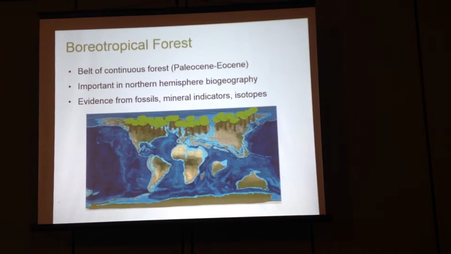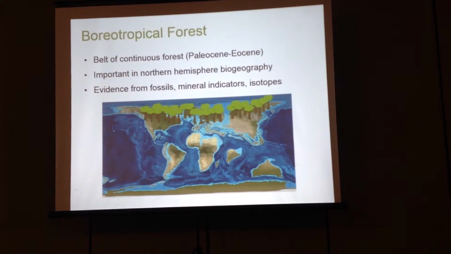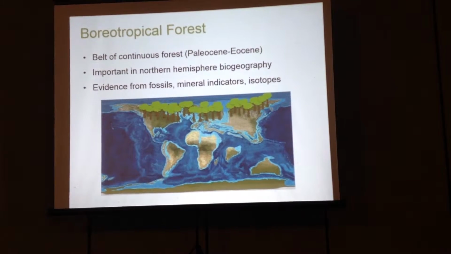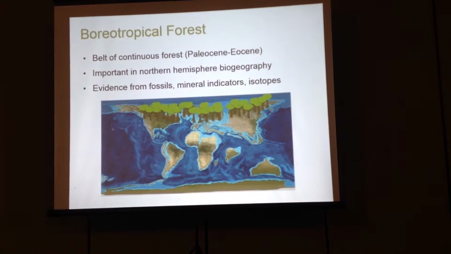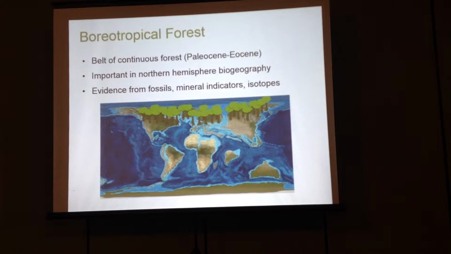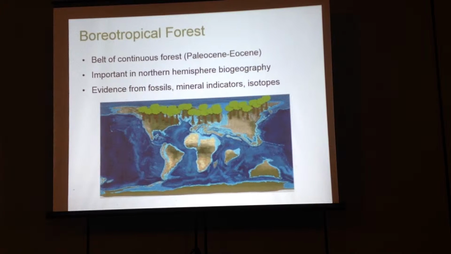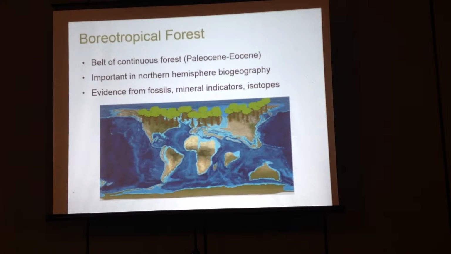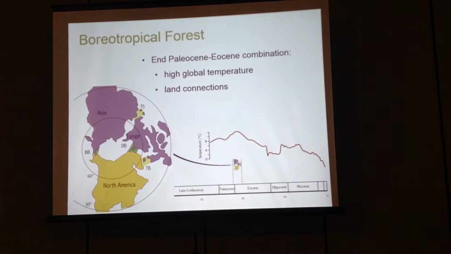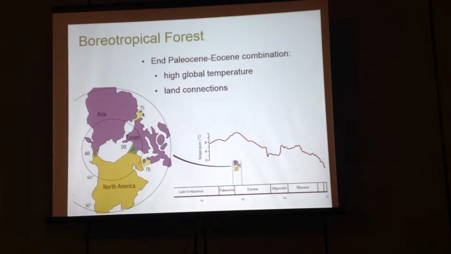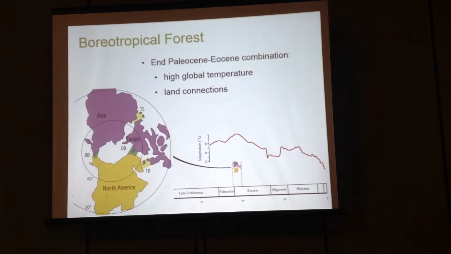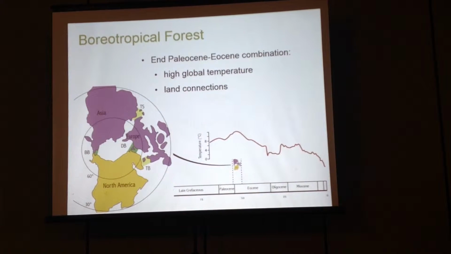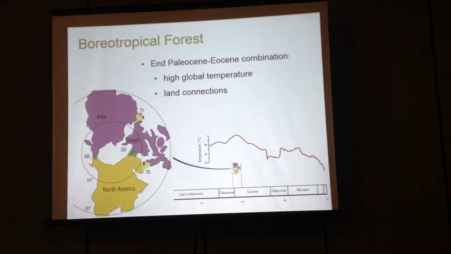A lot of evidence from different fossils, mineral indicators, and isotope studies tells us that around the late Paleocene and early Eocene, there was this great paleobiome, at its maximum, the boreotropics, which is very important for understanding the current biogeography of the Northern Hemisphere. In the next slide, I show that the conditions at this time, the end of the Paleocene and early Eocene, were perfect for the boreotropics.